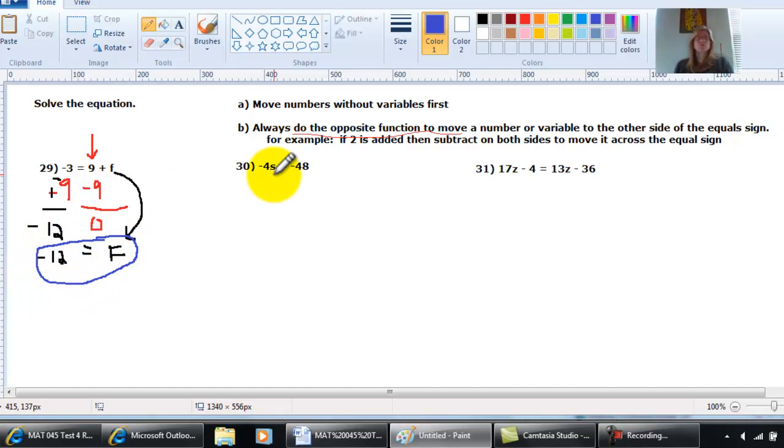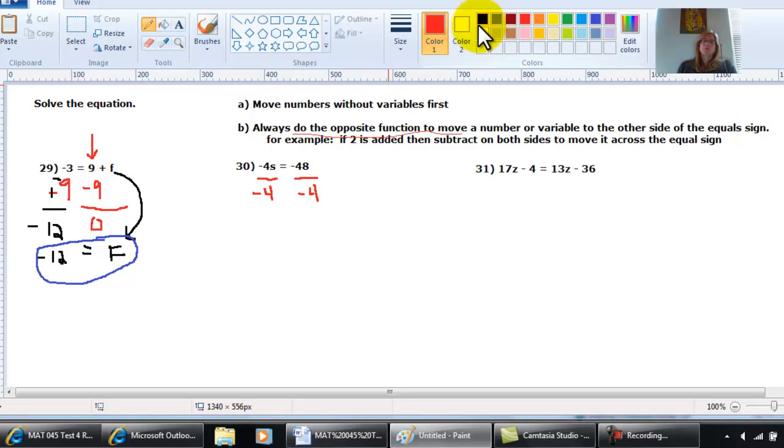Alright. Now on this one, -4s equals -48. Here you have a letter, number, number. Here you have a letter, a letter, number, and a number. But in this situation, -4 is multiplied by s. So in order to take those apart so that the s is there by itself, you have to do the opposite. -4 is multiplied, so you have to divide by -4 on both sides of the equation. Always do the opposite to both sides to keep it balanced.